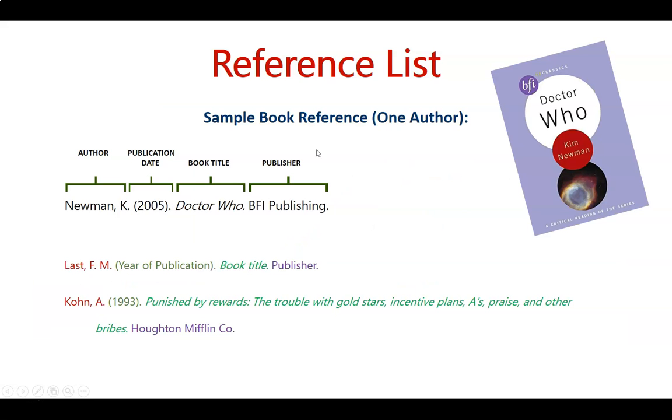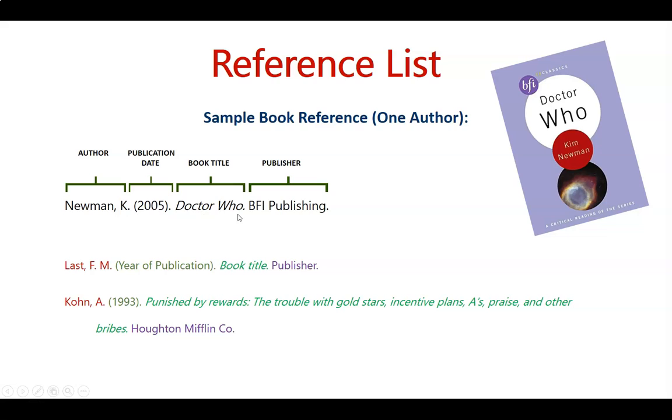Here's a book on Doctor Who, and we're going to look at the information included in our reference: the author, publication date, the book title, and the publisher. Each of these elements ends with a period. So here's my author, last name, comma, first initial, that's all we have. Because the initial ends with a period, we don't have to have another period at the end of the author element. Publication date, again, in parentheses, period.